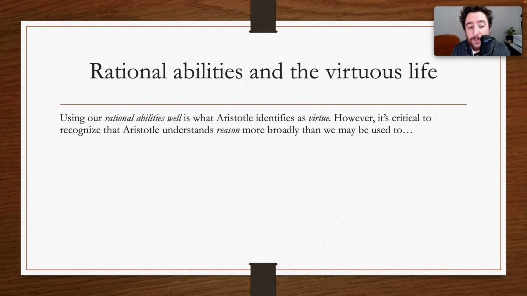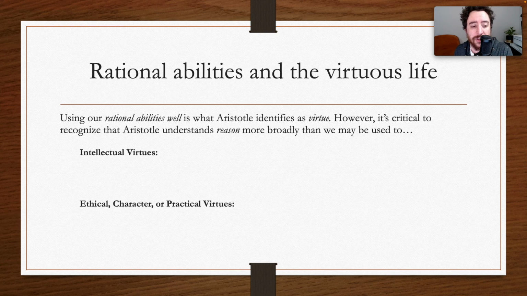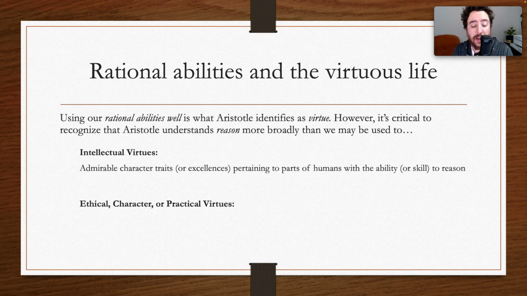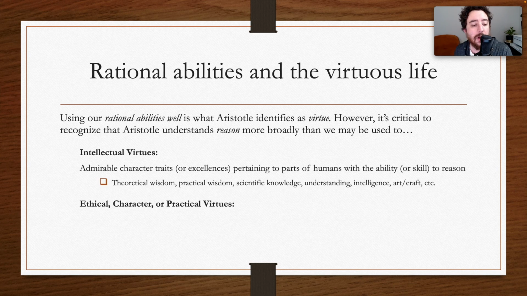Now, using our rational abilities well is what Aristotle identifies as virtue. However, it's critical to recognize that Aristotle understands reason more broadly than you may be used to. Reason involves intellectual virtues and also ethical, character, and practical virtues. The intellectual virtues are admirable character traits or excellences involving the parts of human beings that have the ability to reason themselves. So these intellectual virtues will include things like theoretical wisdom, practical wisdom, scientific knowledge, understanding, intelligence, art, and craft.